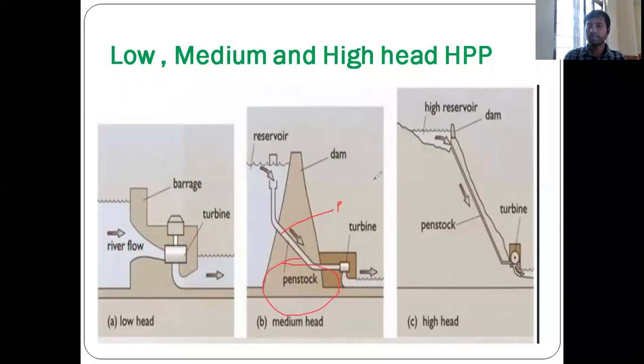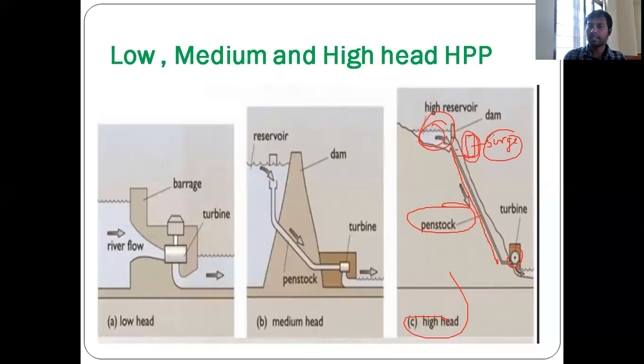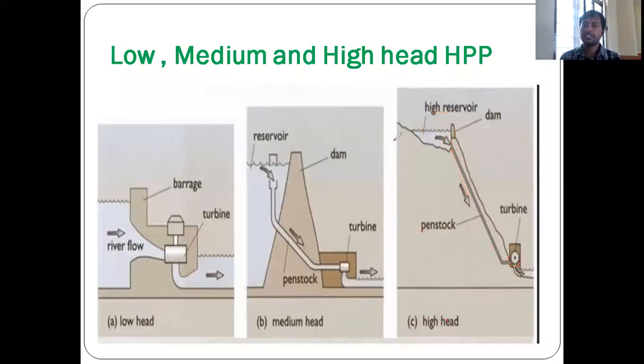You can see here this is the penstock, and this is another high head power plant, where the height is very high. Look at this, this is the discharge of the water through the penstock to the turbine. Another component placed here is called a surge tank. A surge tank is placed at these high head power plants, and I will explain it in depth later. For now I am just differentiating the power plants based on height.